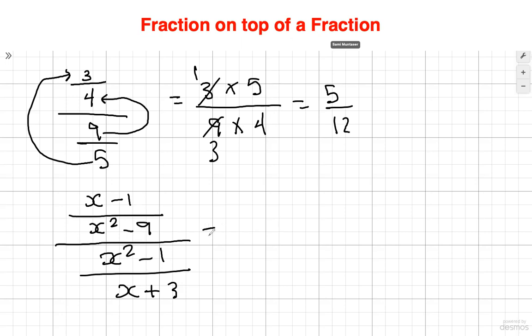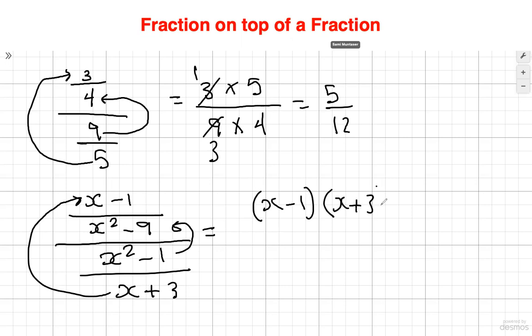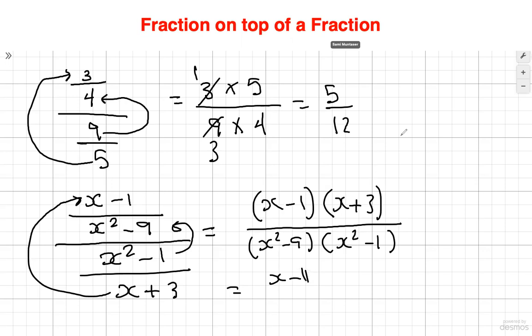Again, we do the same thing. So this gets multiplied there and this gets multiplied there. So you have x minus 1 times x plus 3 all over x squared minus 9 times x squared minus 1. I think the next thing you want to do is start factoring the difference of squares on the bottom.